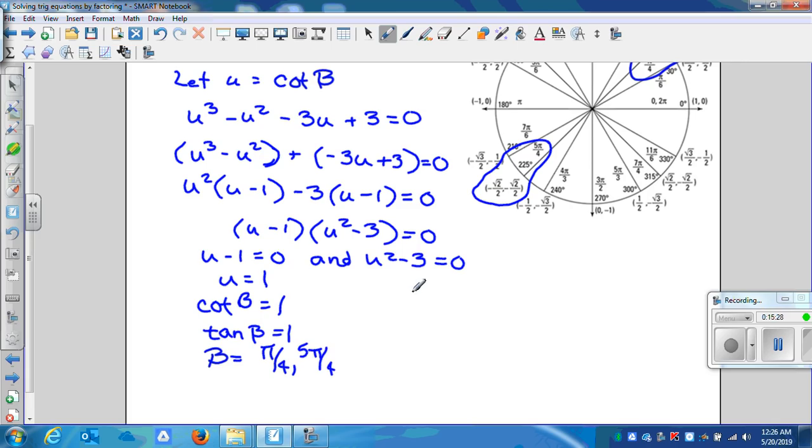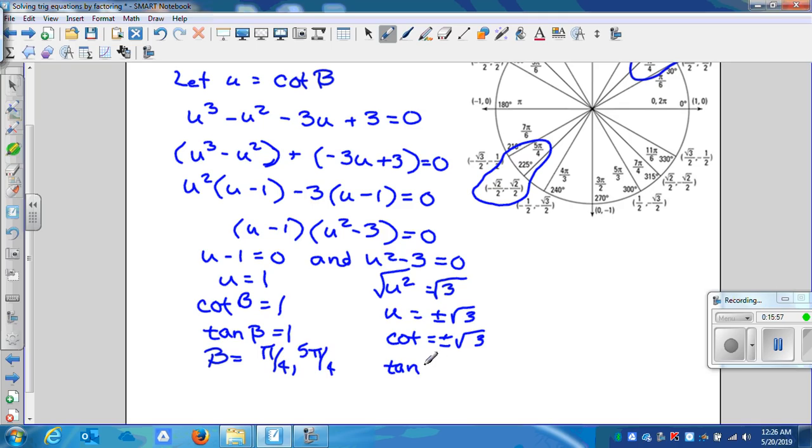Now u squared minus 3 is going to end up taking a square root. This will give me solutions in all four quadrants. So we're going to add another 4 solutions to our other two answers. So we have u squared equals 3, and we take the square root of both sides. So we get that u equals plus or minus the square root of 3. So the cotangent equals plus or minus square root 3, and tangent is its reciprocal.